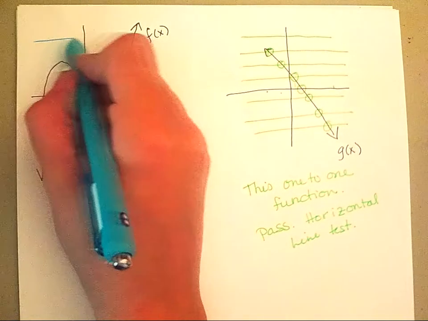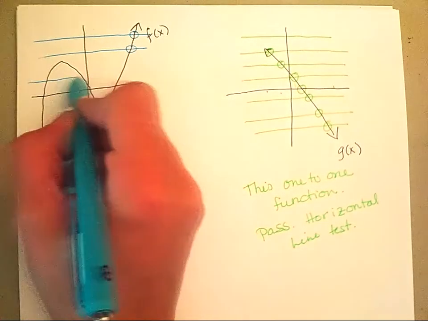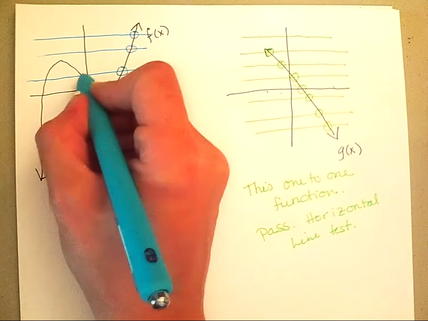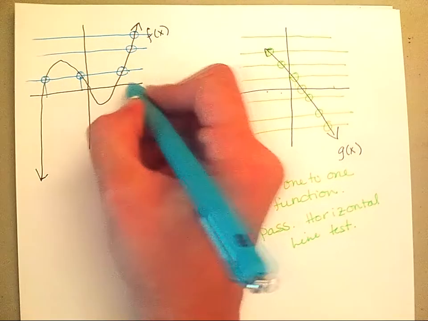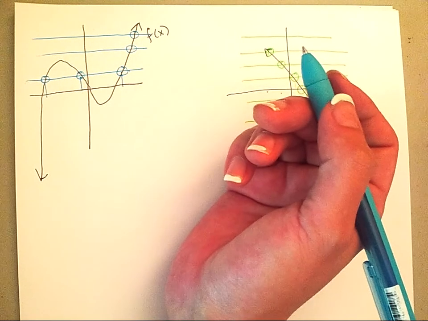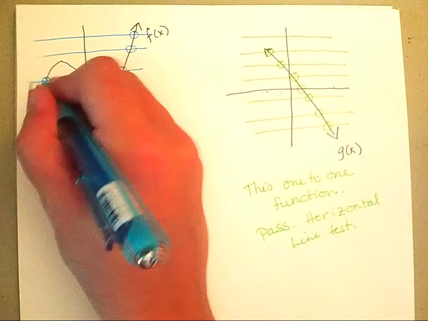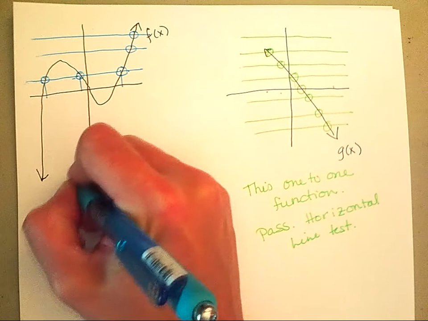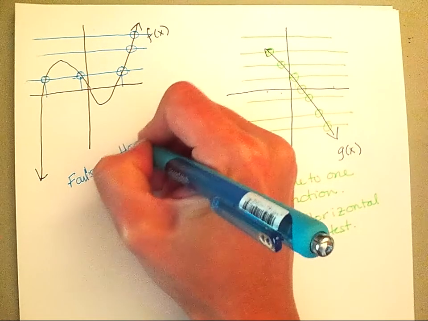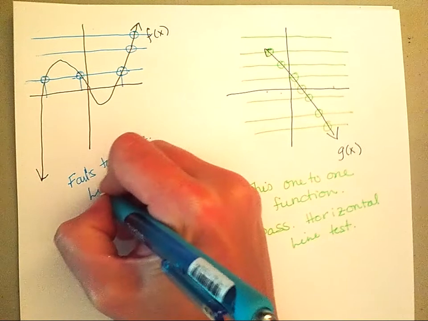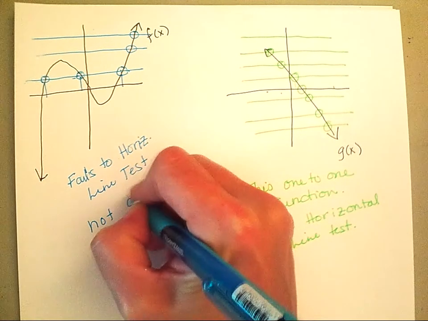Let's try that over on f. Up here I'm okay, it'll only cross once. And there I'm okay. But here we get a problem. For this value of the function, there are three different x values that have come in. And so I do not know, if I start at this function value, which of these I came from. So this fails the horizontal line test, and so it is not one-to-one.